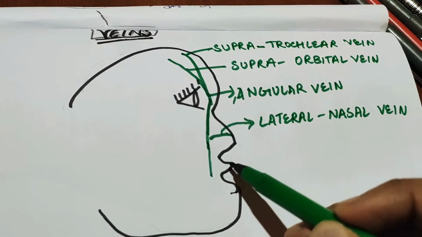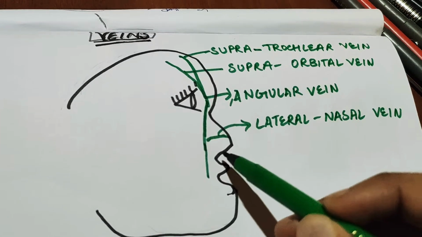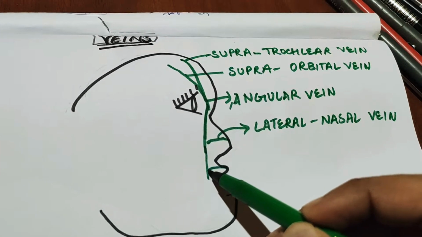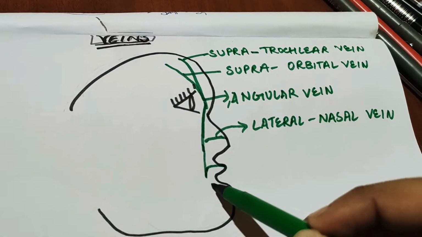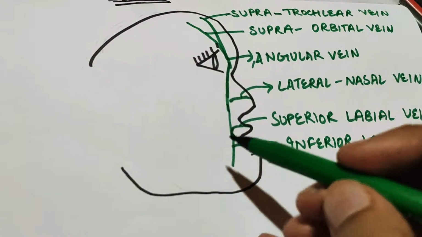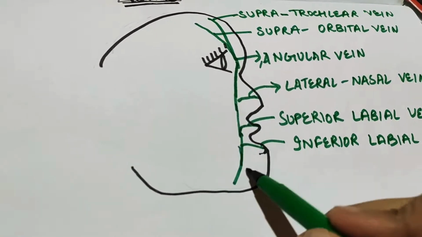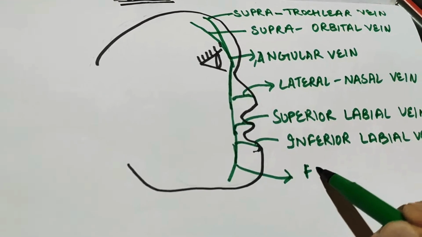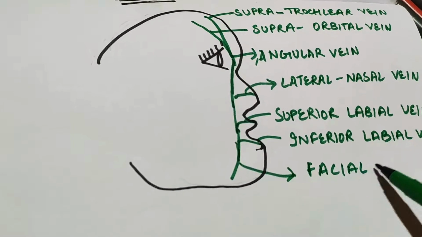From here, when it comes down, this is the upper lip. So here comes the superior labial vein, and from here comes the inferior labial vein. And then it descends down, and this is now known as the facial vein.